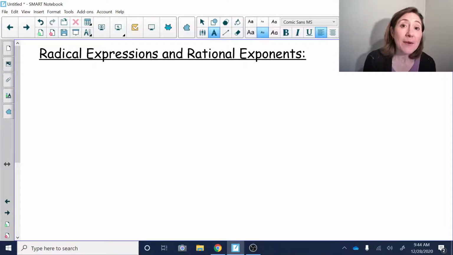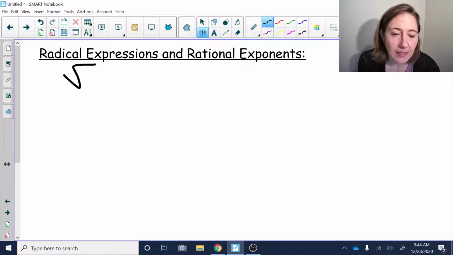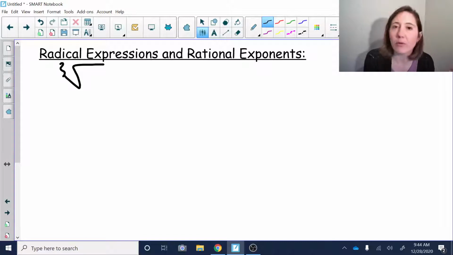Good morning. Today we are going to work more with radical expressions, and we're going to do so by using what we know about rational exponents. If those words sound alike and sound confusing, remember that radicals are the symbol that looks like this, the square root sign, or you could put a number out here if you want a cube root or fourth root or something like that. And then rational, remember that's the word that means fractions.